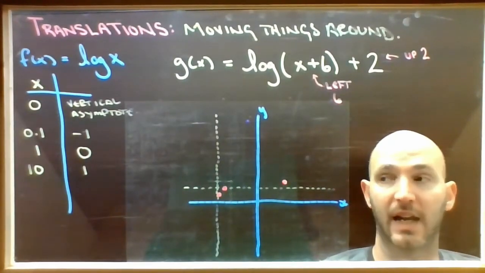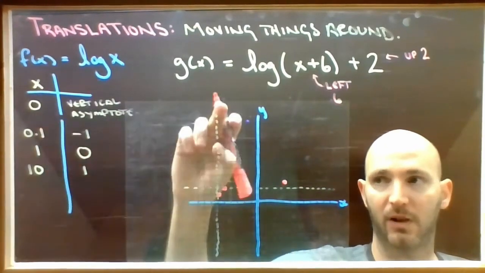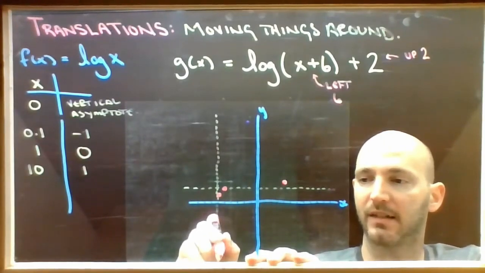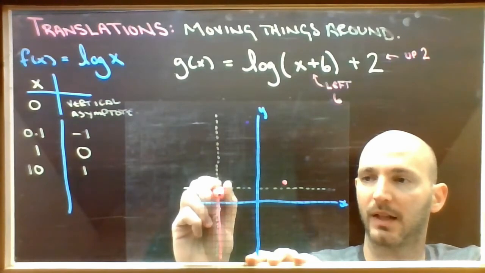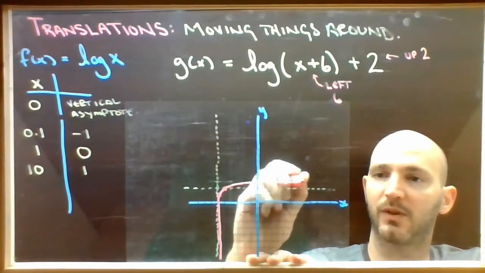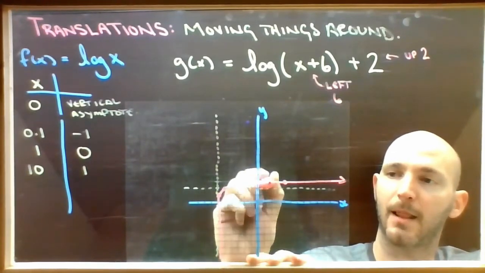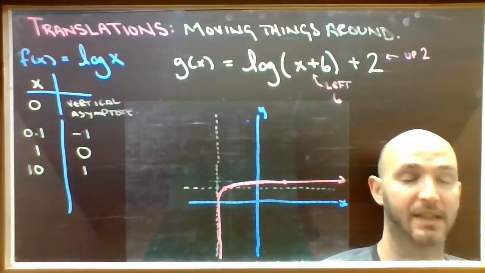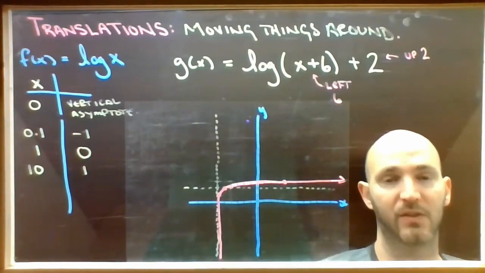Last little feature to add in is that there should be a vertical asymptote at 0 on my translated axis. So I'm just going to draw that in, vertical asymptote, and then swoop over here. Something like that. So I have that classic logarithm pattern, but it's been moved 6 squares to the left and 2 squares up.